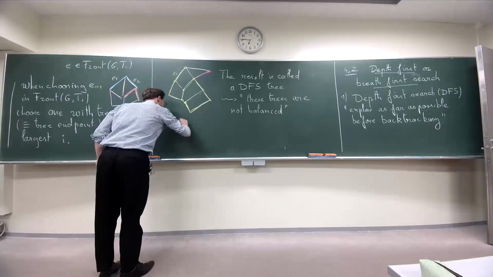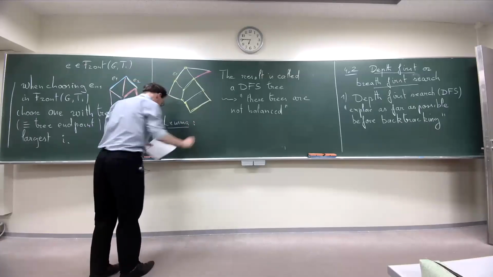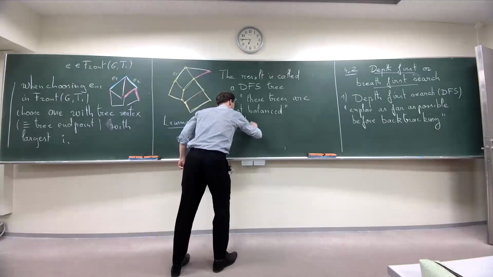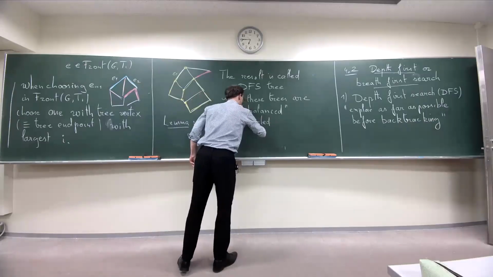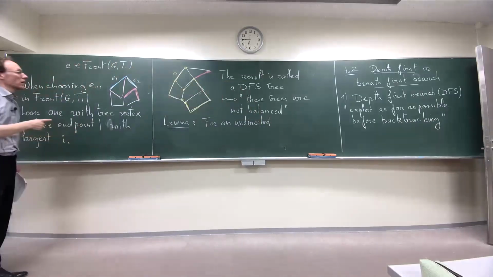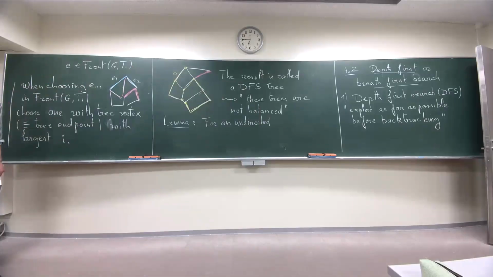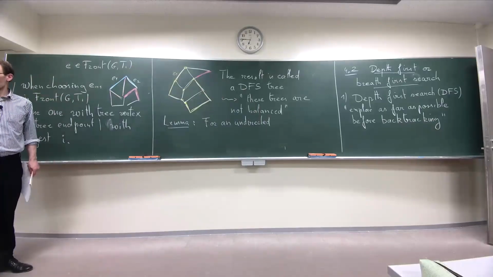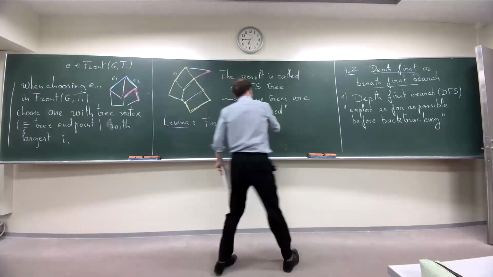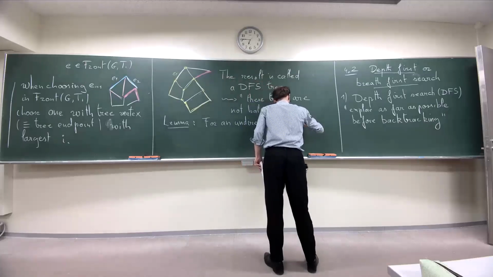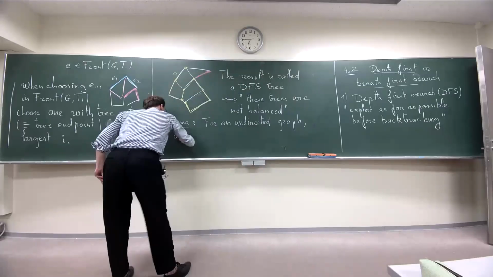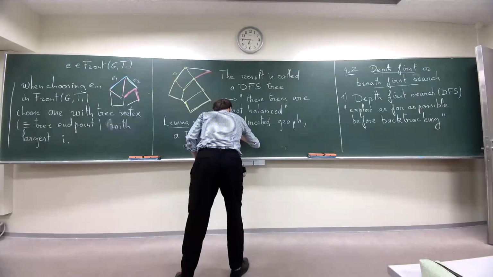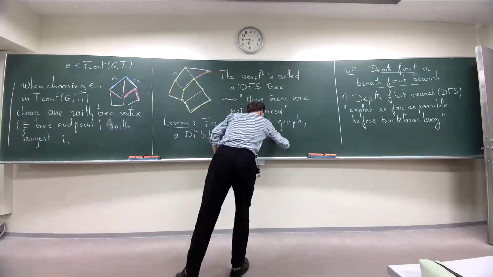Lemma, and I'm happy if somebody tries to prove it, it's very easy. This algorithm also applies to arborescences if you have an orientation, but as we have seen, it might not finish. You might not get a spanning tree. So for an undirected graph, a DFS tree has no cross edge.